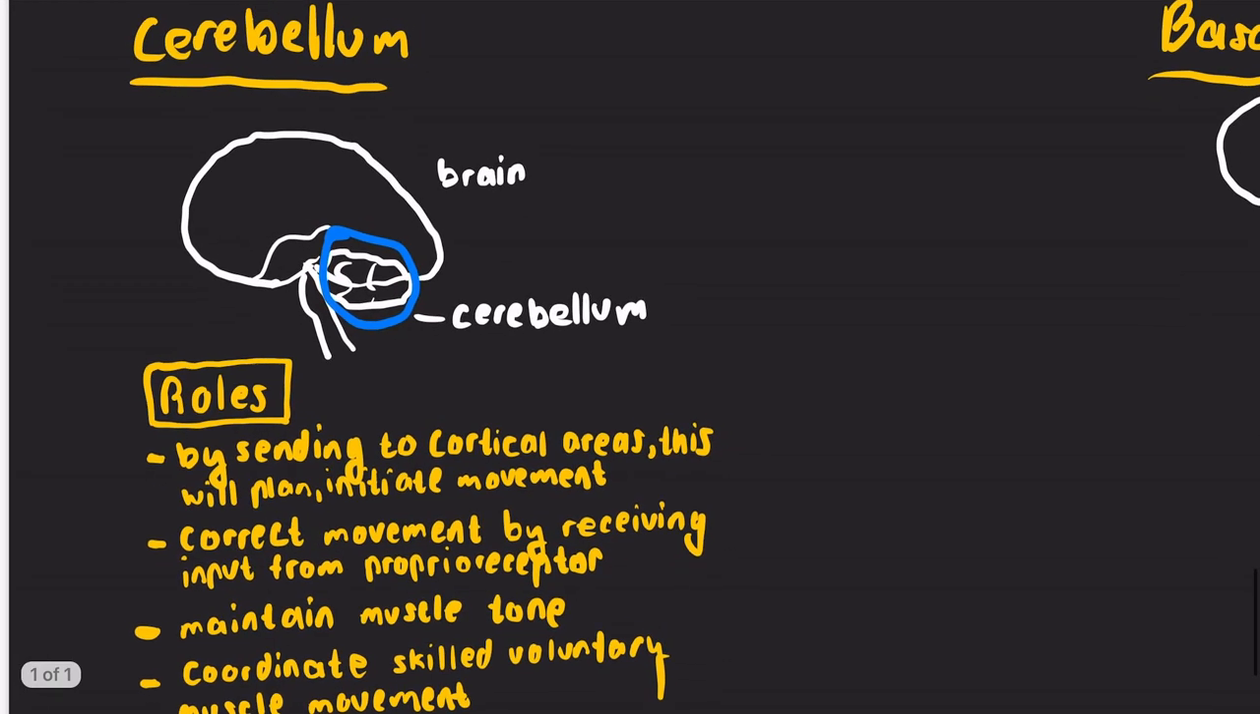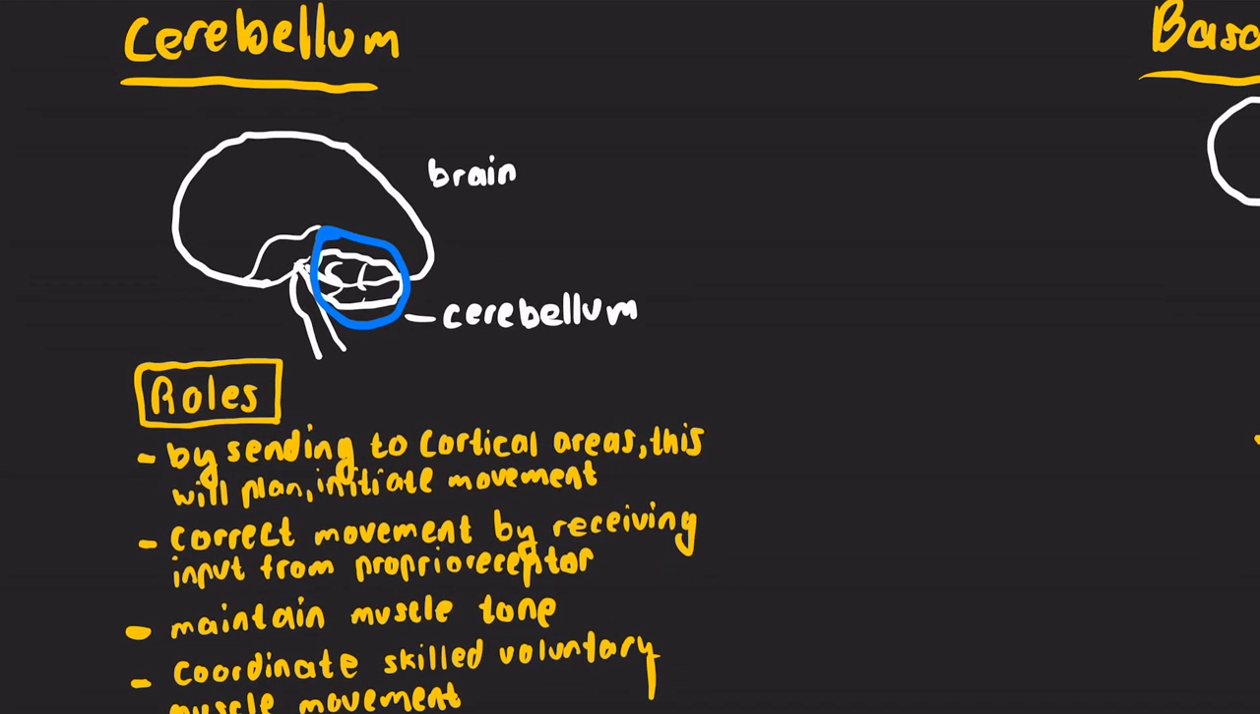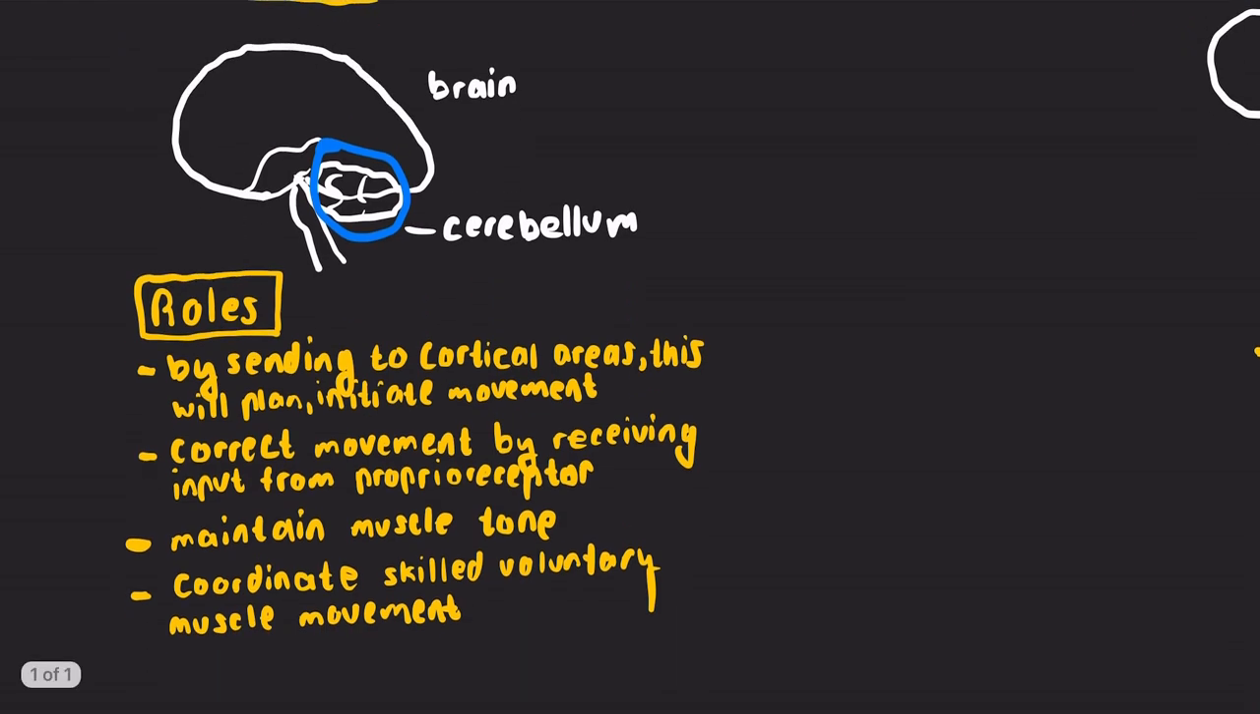So let's look at the cerebellum. The cerebellum can be found on our brain right beside the brainstem, which is here, and the main part of the brain, which is the cortex. Now, the cerebellum itself has various functions. You can remember it by these four main functions. Number one, it is responsible for planning and initiating movements by sending signals to the cortical areas.